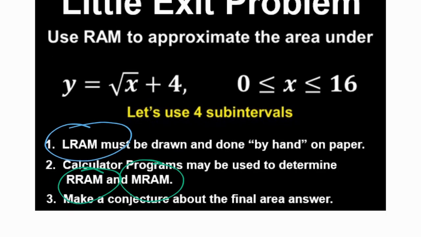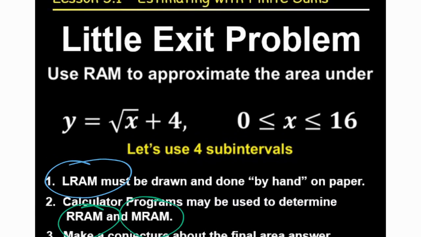And then I want you to make a conjecture. The conjecture means that you're going to look at your answers and kind of come up with what you think is really the right answer. That is the most right answer that we can argue for an estimation. An estimation of the square root of x plus 4. Okay, so you're going to use 4 subintervals. I'm just kind of making that decision, use 4 subintervals.